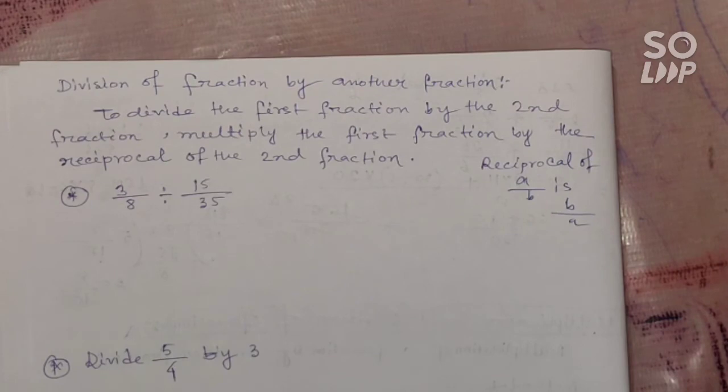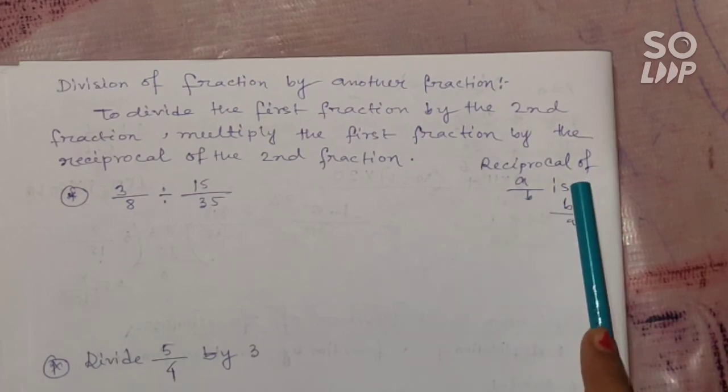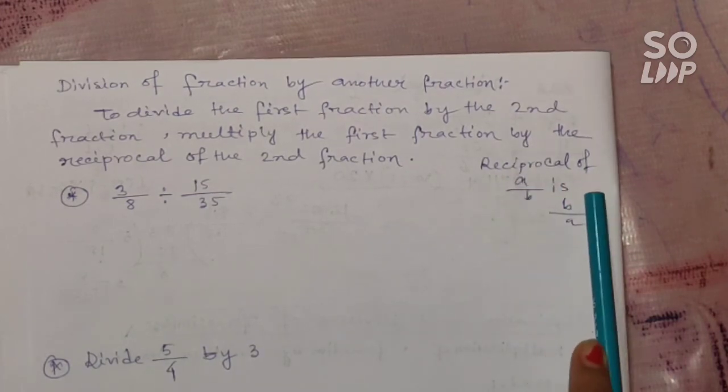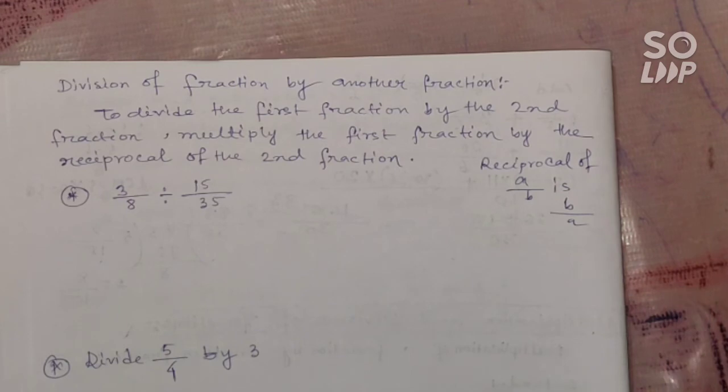So do you know what the reciprocal of any fraction is? How can you find the reciprocal of any fraction? So the reciprocal of A by B is B by A. That means to find the reciprocal of any fraction, you have to interchange the numerator and denominator. Denominator to numerator, numerator to denominator. Then you can find the reciprocal.